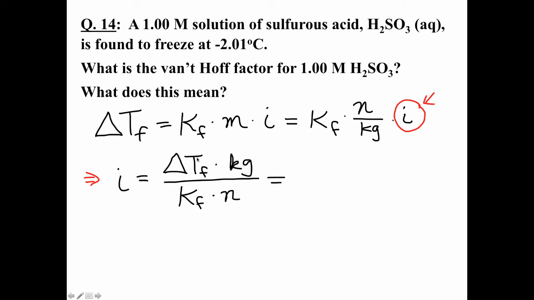So the delta T freezing: water freezes at 0 degrees Celsius, the solution freezes at negative 2.01 degrees Celsius, so the freezing point depression is 2.01 degrees Celsius.